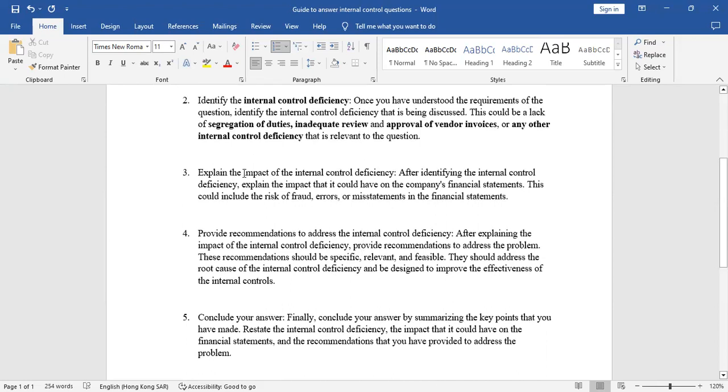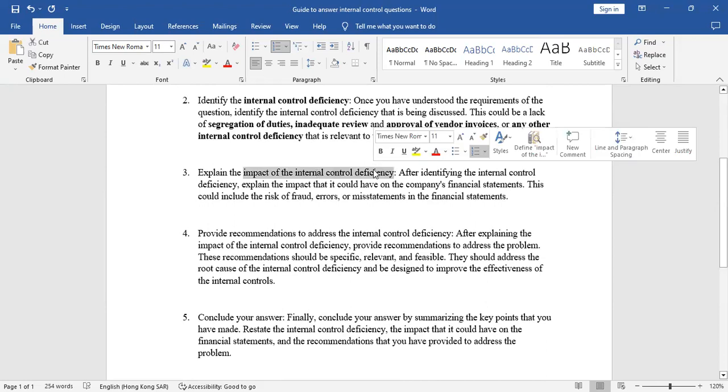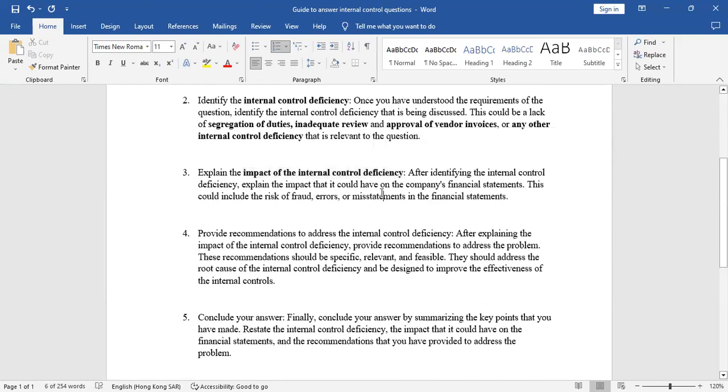Another question, so step three would be to explain the impact of the internal control deficiency, right? Once you have highlighted the internal control deficiency, that could be one question. The second question, or a follow-up question, which you will usually see in your professional exams, will ask you what would be the impact of that internal control deficiency, right?